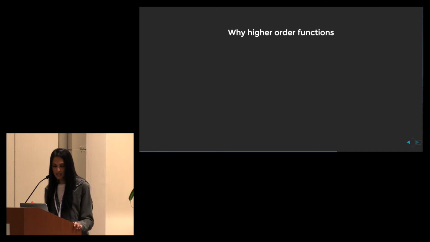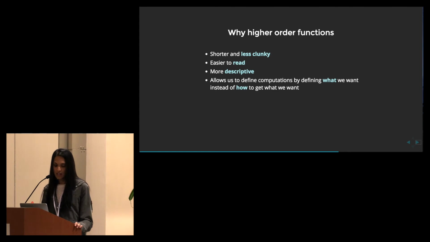But why higher order functions? Because as you saw, the code becomes shorter and less clunky. It becomes easier to read, more descriptive, and in essence, it allows us to define computations by defining what we want instead of how we want, because the looping is abstracted away by the higher order function. Overall, it's just more information and less noise.